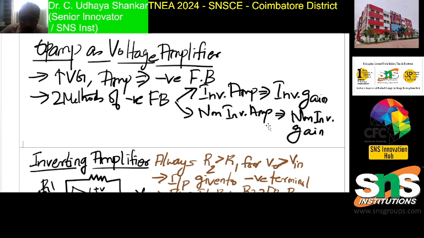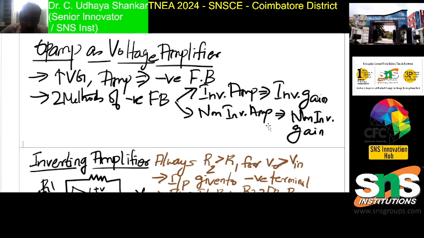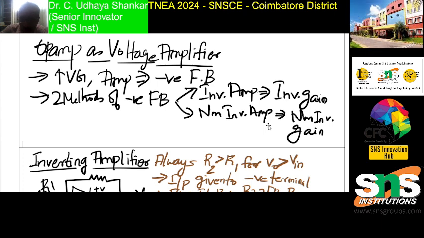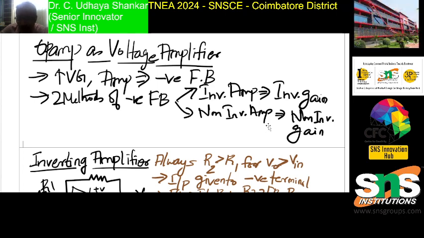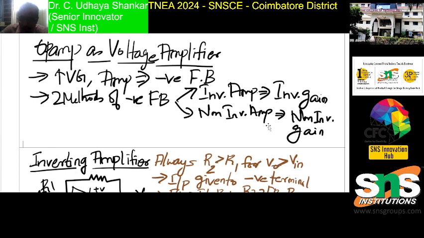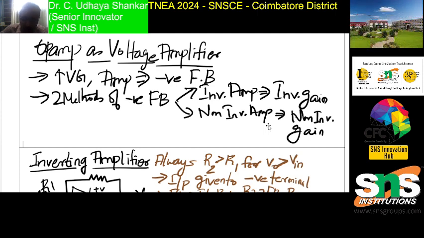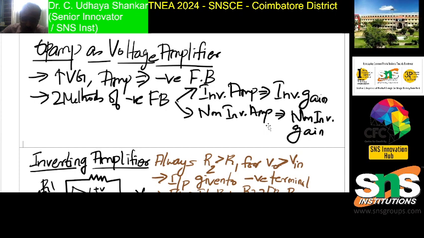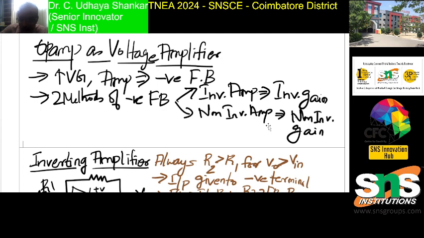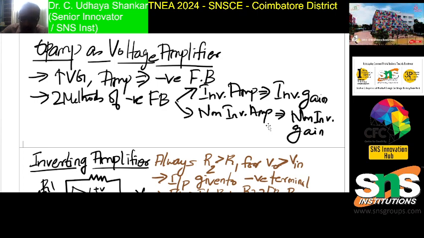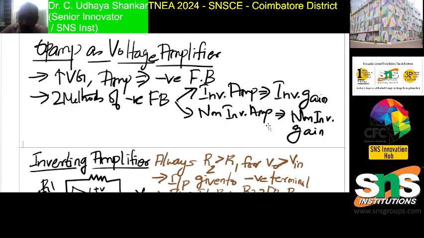In case of the inverting amplifier, you will have an inverting gain. For example, if I am giving a positive input, you will be getting a negative output. That is, the gain will be inverted, with the opposite polarity. That is called inverted gain. Whereas in case of the non-inverting amplifier, we will be getting a non-inverting gain. Whatever value of voltage I am giving, the magnitude will be amplified with the same polarity. That is called non-inverting gain. Whereas in case of inverting gain, the voltage polarity will be reversed in the output.